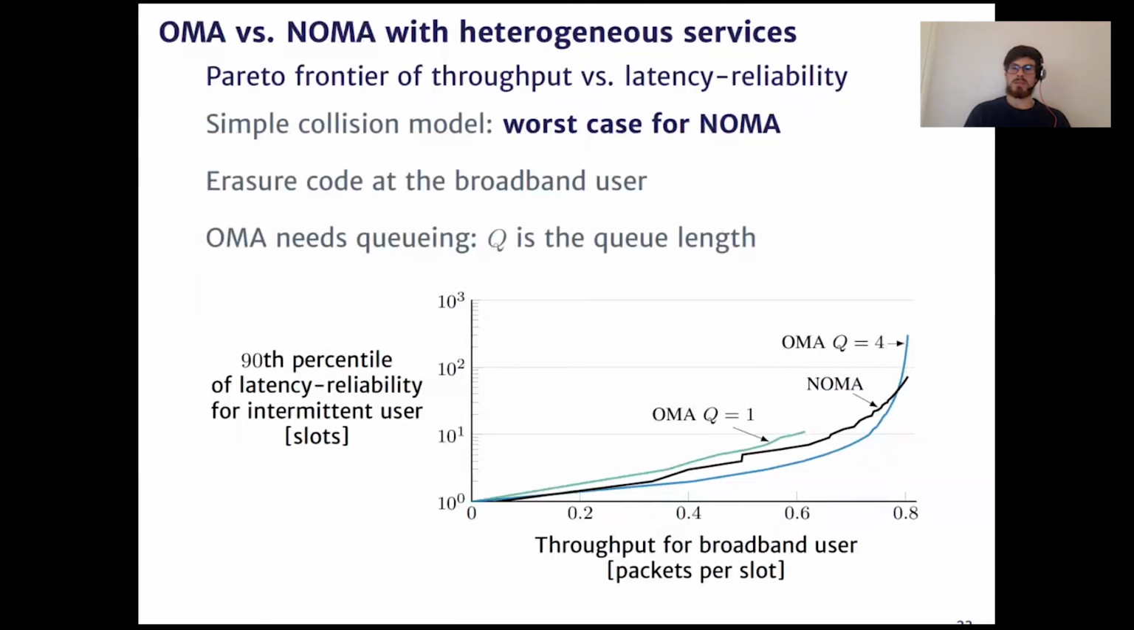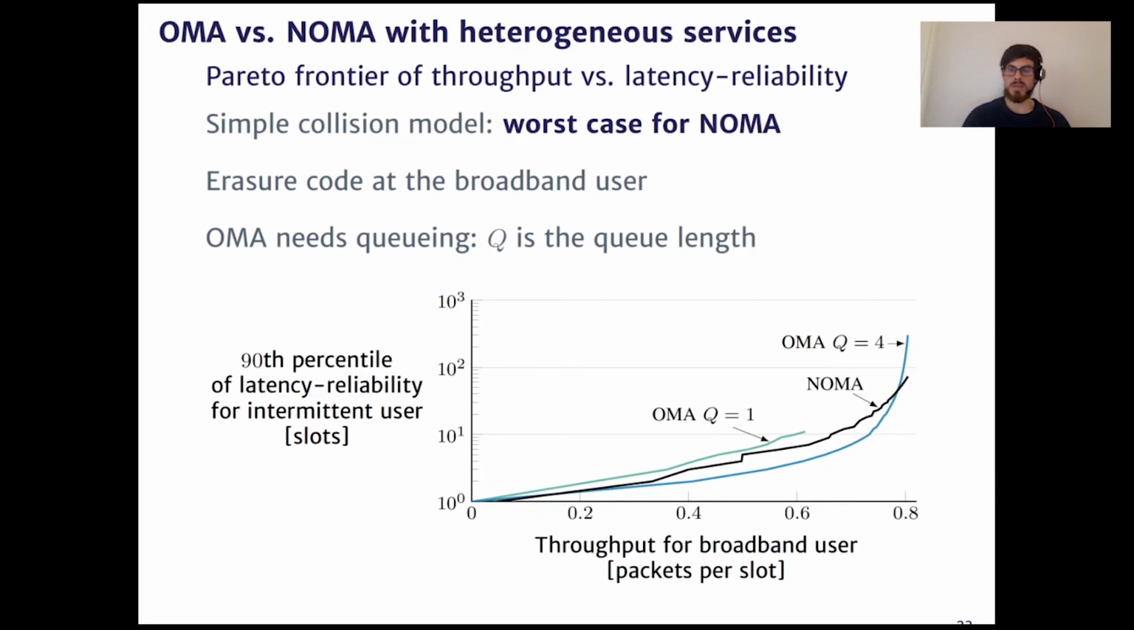Then we have OMA with queuing. This quite increases the throughput of the broadband user. Why? Because we're still achieving this 90th percentile of latency reliability, non-infinite. So we have at least a reliability of 90% here for the intermittent or URLLC user.